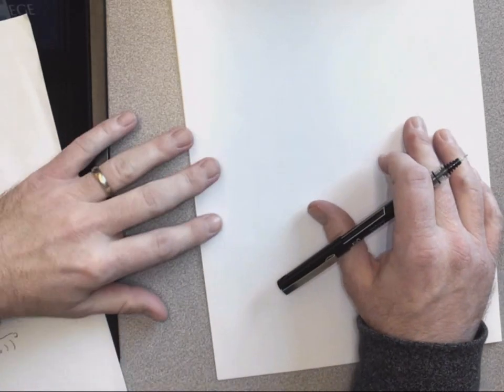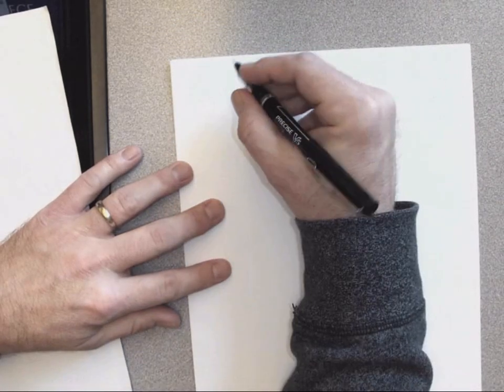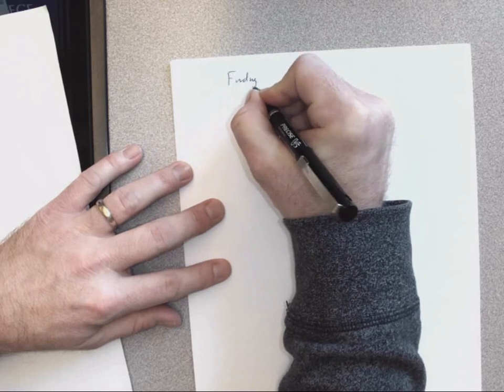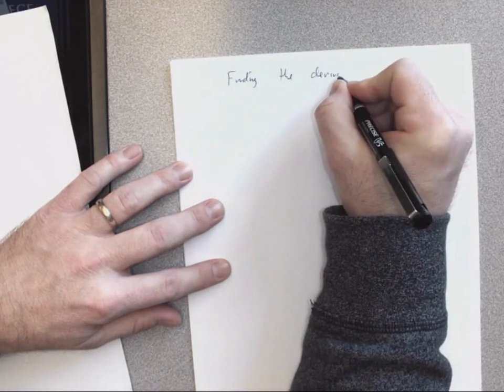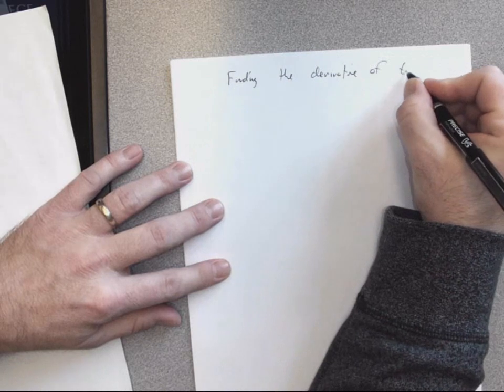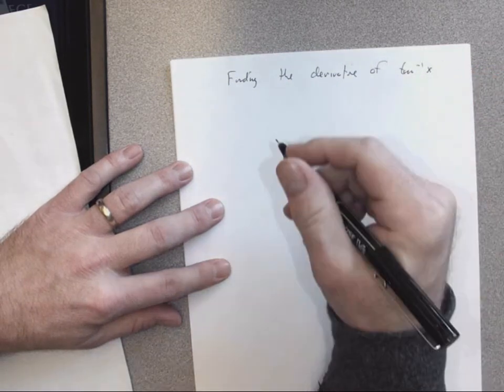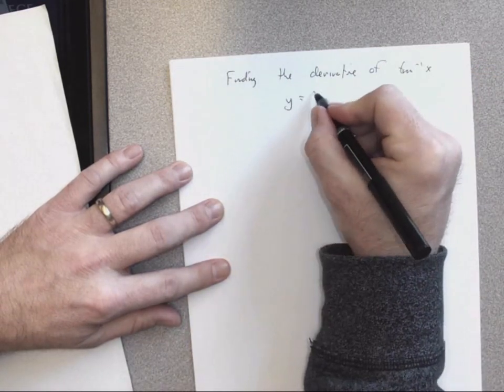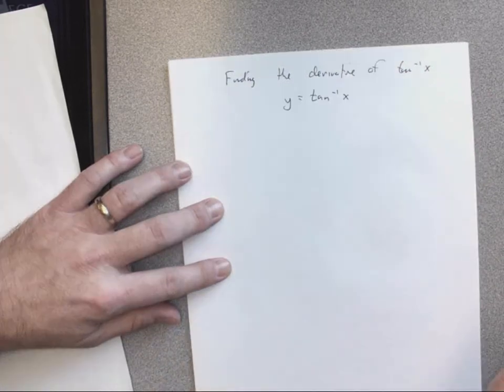So that's our method here. So what I want to do now, now that we've had a little bit of practice, is find the derivative of the tangent inverse function, and we'll find the derivative of a couple of these. I'll pick a couple. So finding the derivative of the tangent inverse. If I have y is equal to the tangent inverse of x, I want to find its derivative.